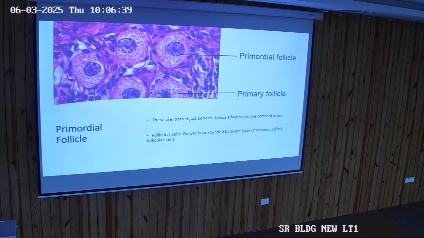And if you see this follicle, the cell size is changing, it is becoming cuboidal. So squamous to cuboidal. So follicular cell size is changing, nucleus size is changing, but if it is squamous, it will be the primordial follicle. So the characteristic features of the primordial follicle are ova, which is covered by the follicular cells which are squamous in nature. If it is covered with the flattened epithelium, it is primordial follicle.